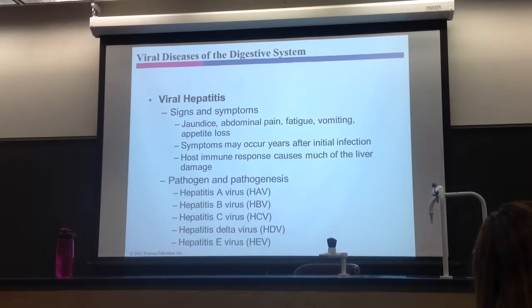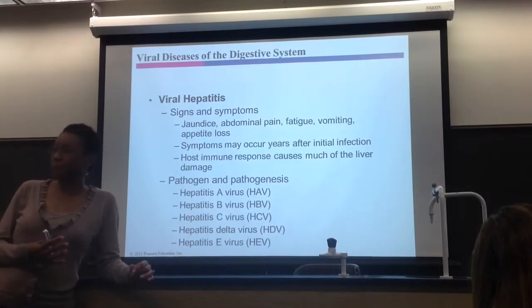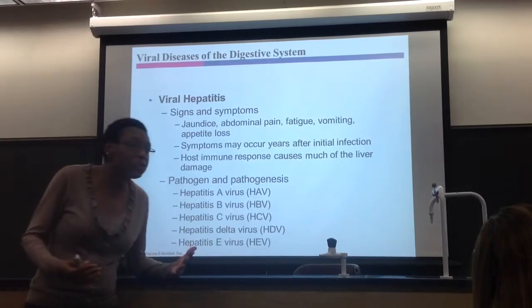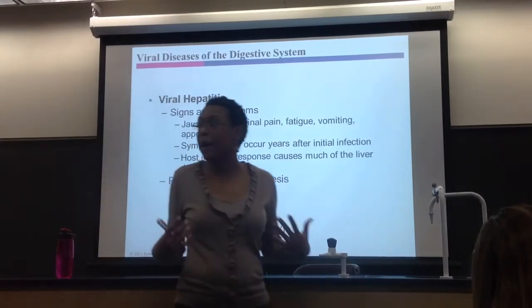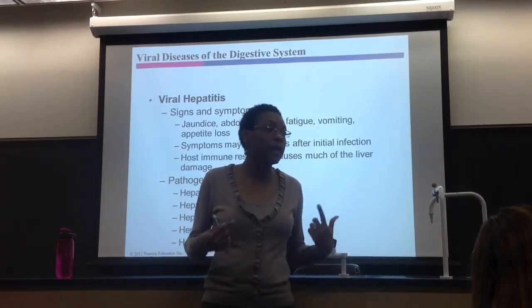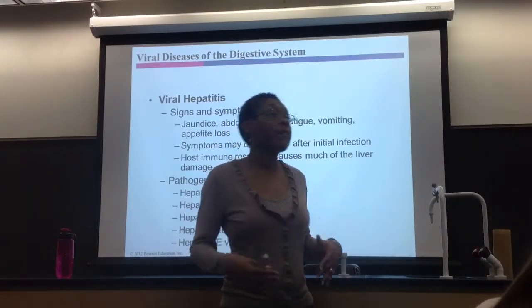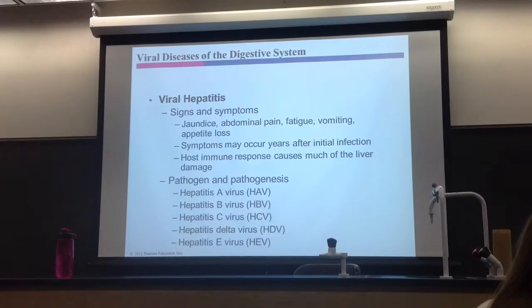Usually, right, you get jaundice, which is what? Yellowing of the skin and yellowing of the eyes. Now, why is that? The liver helps with digestion, right? But it also helps in breaking down toxins in the body. So if the liver is damaged, it cannot break down toxins in the body. You get toxin buildup, you get yellowing of the skin and yellowing of the eyes. All right, that's called jaundice. You can also have abdominal pain, fatigue, vomiting, appetite loss. You can have dark urine or light stool, for example.